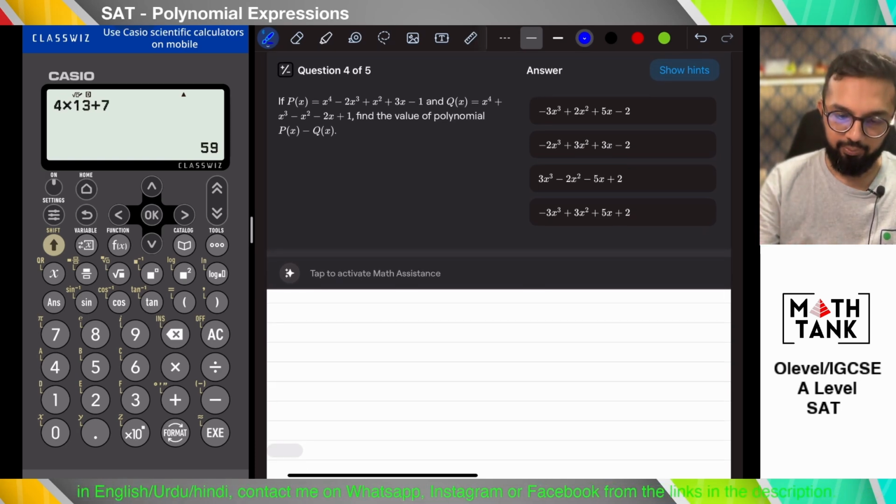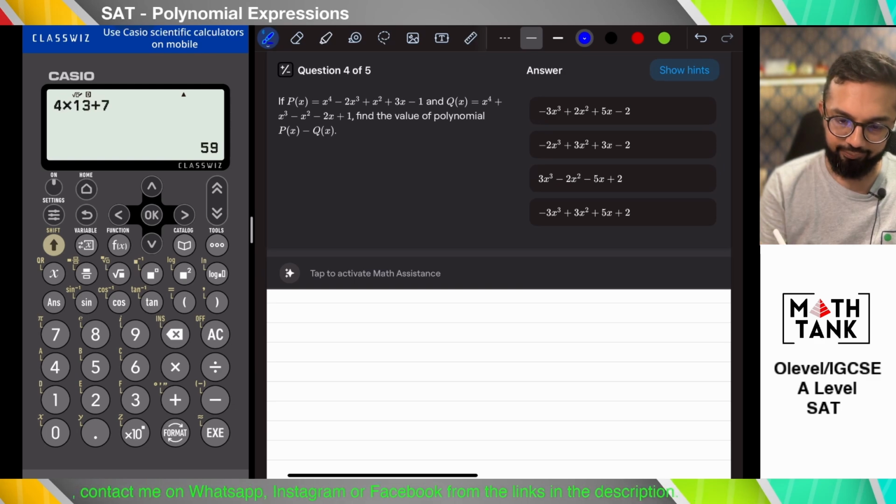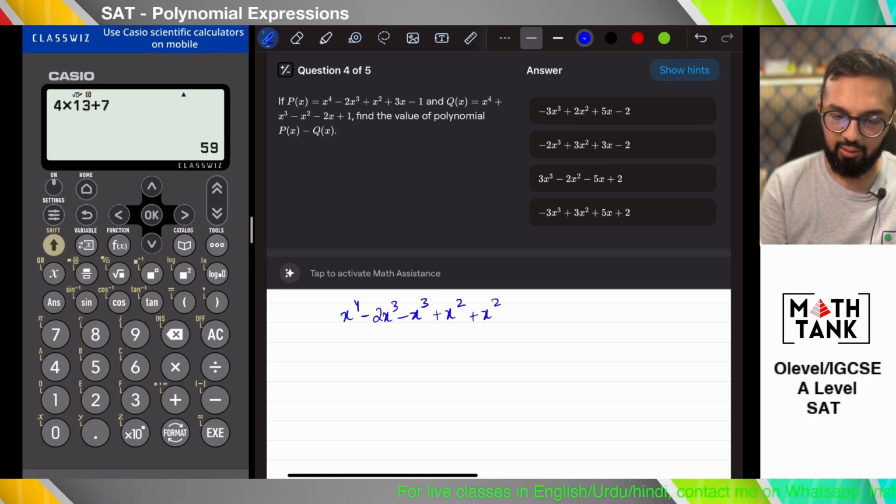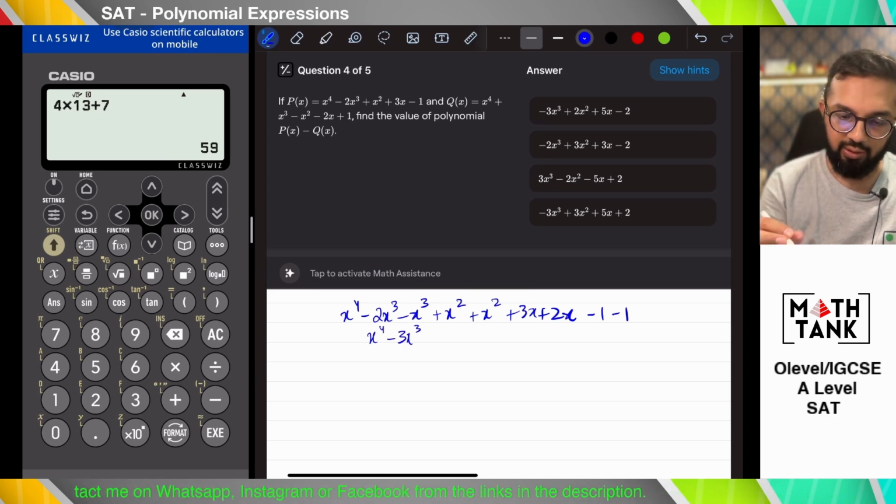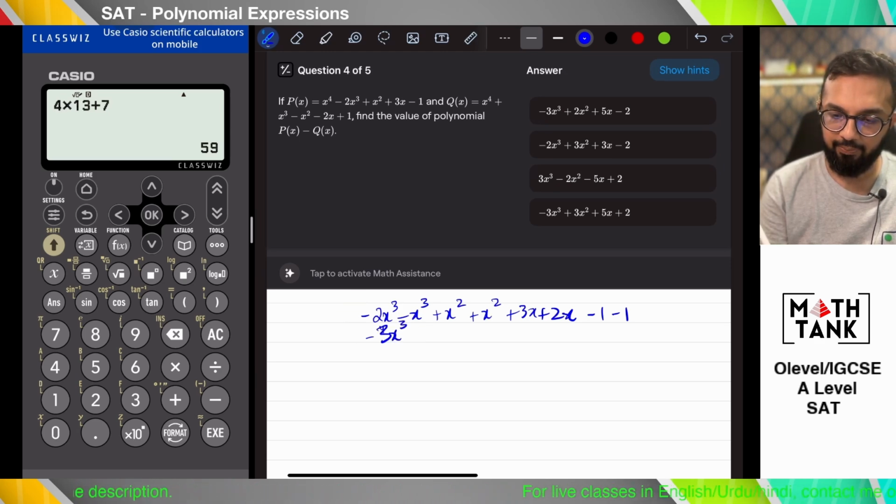Okay, question number 4. Subtraction. So x power 4 minus 2x cubed minus x cubed plus x squared plus x squared plus 3x plus 2x. I'm also subtracting simultaneously, okay? So don't get confused. So x power 4 minus 3x cubed. Oh, there's an x power 4 there as well. So the x power 4 cancels out with the x power 4. So let's just do this. Minus 3x cubed plus 2x squared plus 5x minus 2.